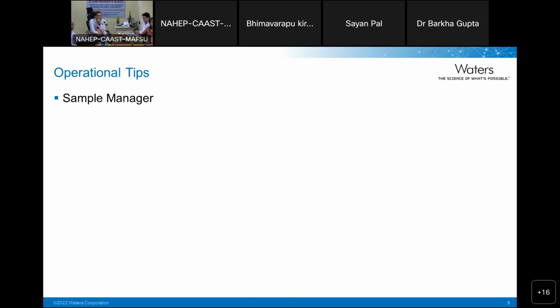Then the sample manager. Use standard vials with pre-slit septa caps. Never interchange those caps with ones without the pre-slit septas, and always use the standard vials. That is, different vials have different lengths and different IDs. So use the one that is recommended by the manufacturer.